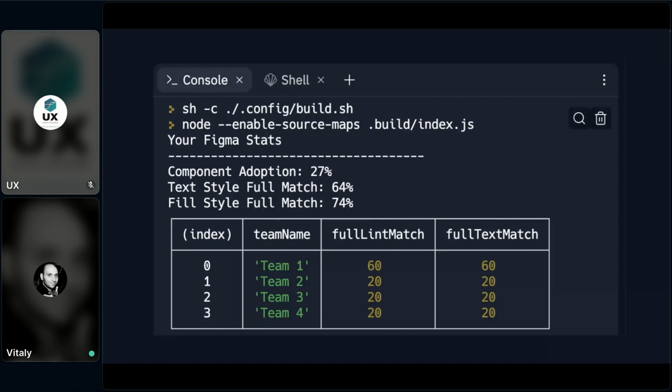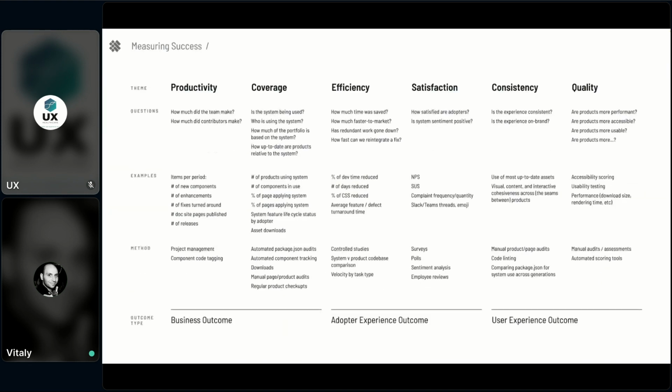That's pretty cool, right? An alternative for that, just to show the slide, is this one, which is a wonderful summary by Nathan Curtis about different ways of measuring success with the design system across different domains. From productivity of the team, to coverage of components, to efficiency of the team, satisfaction of the team, consistency and quality, right? It's like at scale.